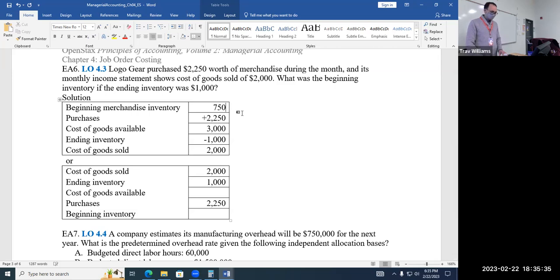750. 750. Okay, good job, Marcus. So then we can transfer these numbers down here. Make sure it all works out. Cost of goods sold plus our ending inventory equals 3,000 minus our purchases gets us down to 750. Okay. Is this making sense? Okay.